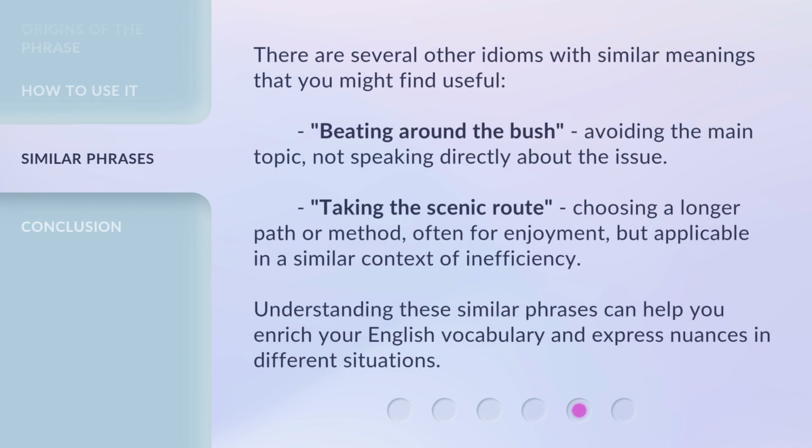There are several other idioms with similar meanings that you might find useful. Beating around the bush: avoiding the main topic, not speaking directly about the issue. Taking the scenic route: choosing a longer path or method, often for enjoyment, but applicable in a similar context of inefficiency. Understanding these similar phrases can help you enrich your English vocabulary and express nuances in different situations.